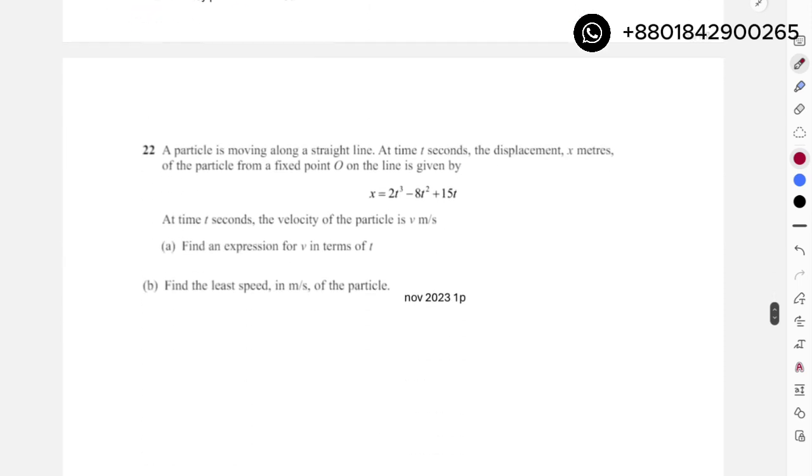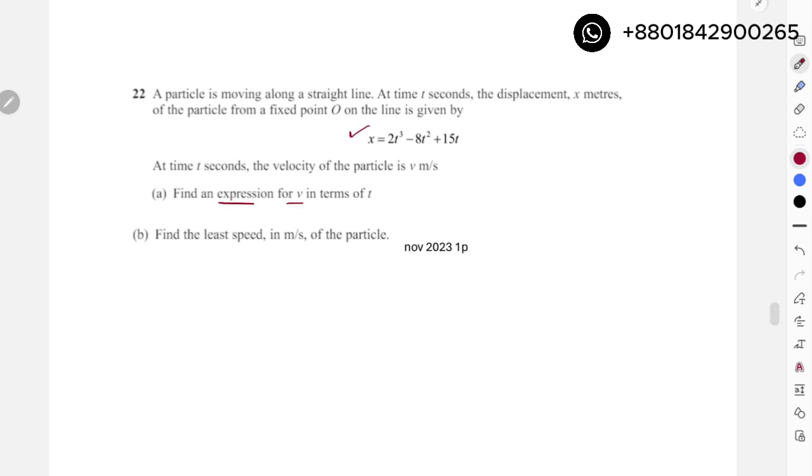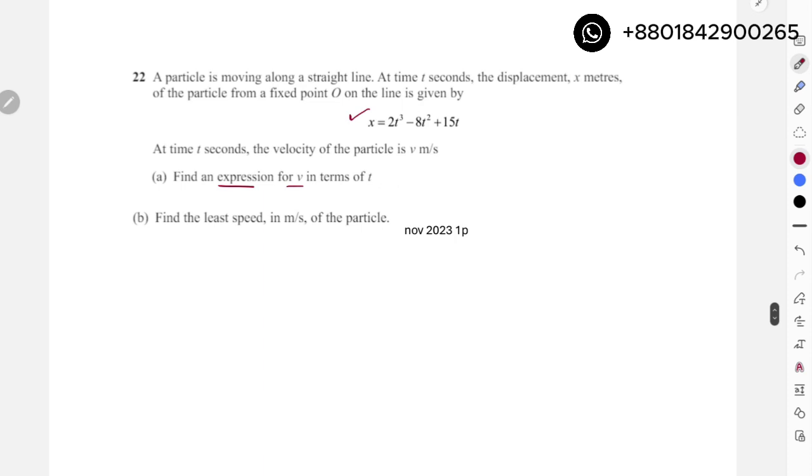Then again, we'll move on to the next question. Over here again, it says travels in a straight line. This is an expression given for distance. Find an expression for velocity, right? That means over here also I just have to differentiate the equation. For part A, v is going to be dx/dt, which is actually 6t² − 16t + 15, right? So this is your velocity expression.